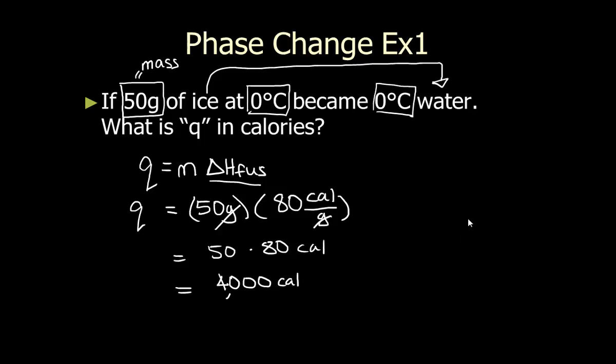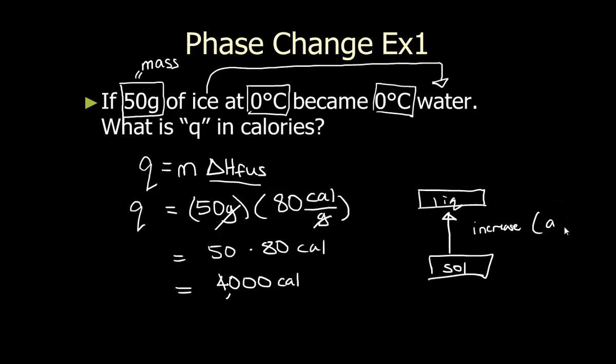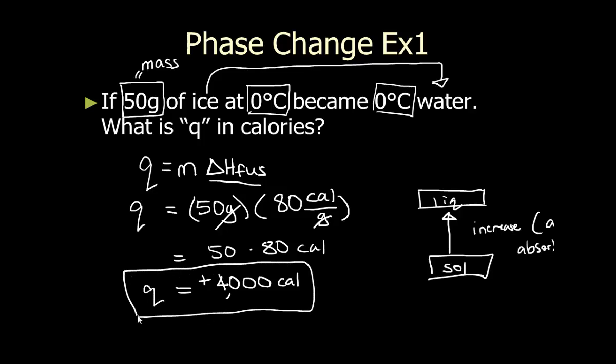Now, let's think about this. Is this a positive value or a negative value? So I'm going to draw a little chart here. Solids are usually on the bottom. Liquids are usually right above them. And if I'm going from solid to liquid, we can see that it's going up in energy. This means that we should be increasing in energy. Therefore, it is absorbing energy. So this value is a positive Q. Q is positive 4,000 calories.